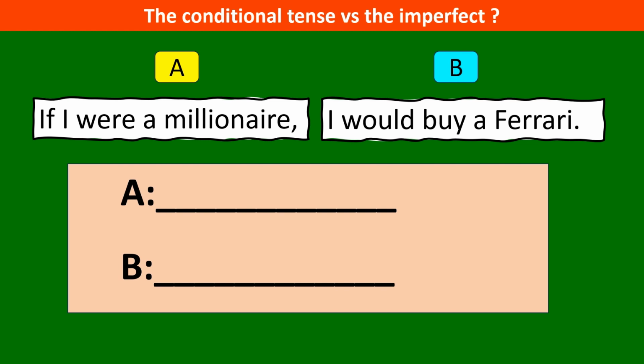Let's have a look at A. We have a big clue, which is the little word if. In French it is the word si. And it tells us that it is the clause that contains the condition. So if it contains the condition, it's going to be in the imperfect. Now, clause B is what would happen if the condition was met, and therefore is the conditional.